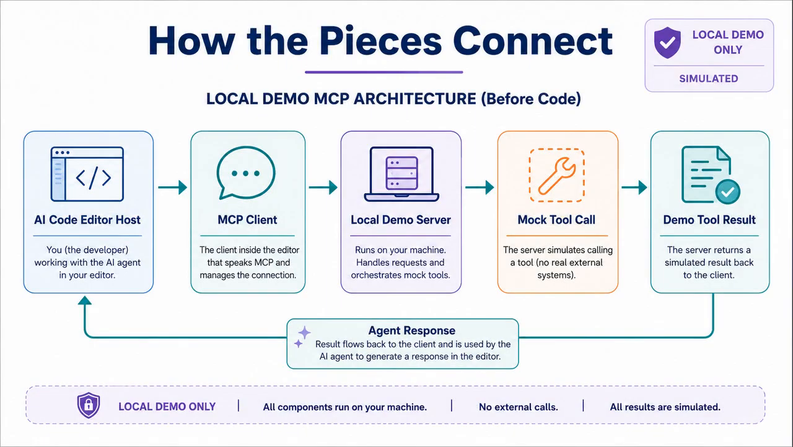That sets up how the pieces connect. The AI code editor host is where the agent runs. Inside it, an MCP client connects to our local demo MCP server. The server lists mock tools with names, descriptions, and schemas. The agent chooses a tool when the task needs external help. The tool returns a demo result. The agent uses that result to continue the workflow. This is the basic pattern behind tool using AI agents.